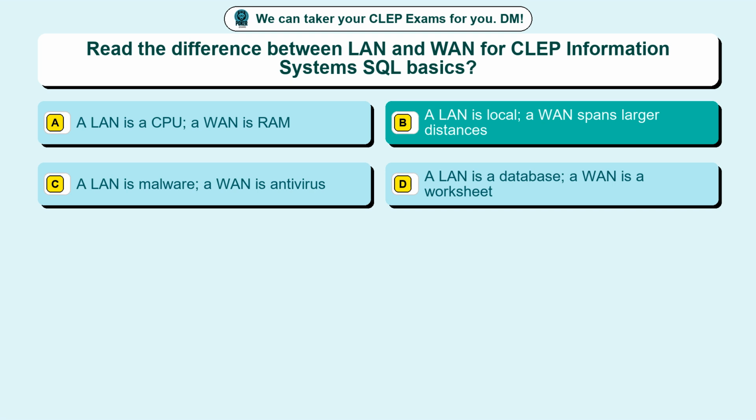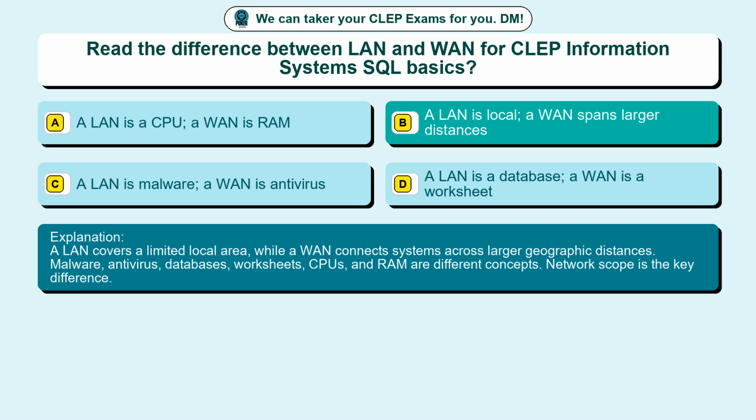A LAN is local, a WAN spans larger distances. A LAN covers a limited local area, while a WAN connects systems across larger geographic distances. Malware, antivirus, databases, worksheets, CPUs, and RAM are different concepts. Network scope is the key difference.